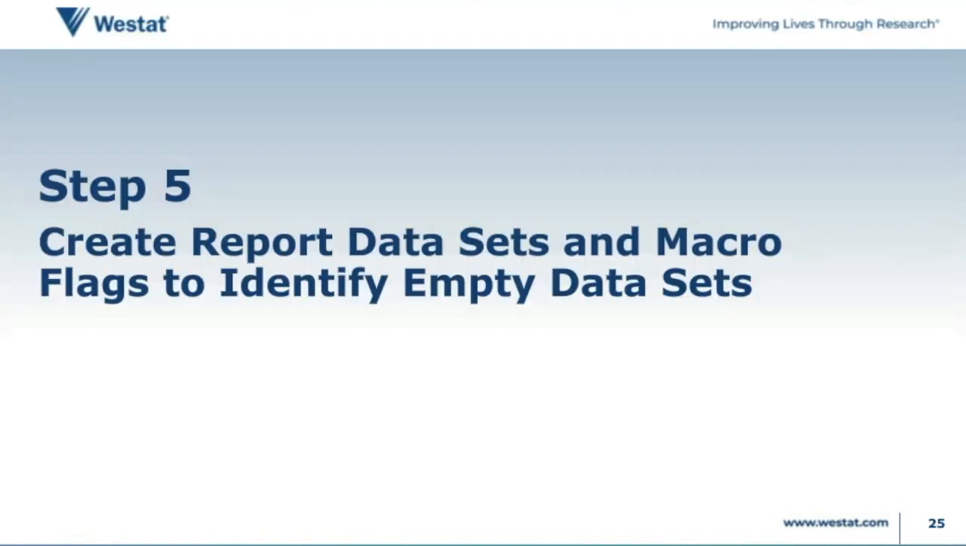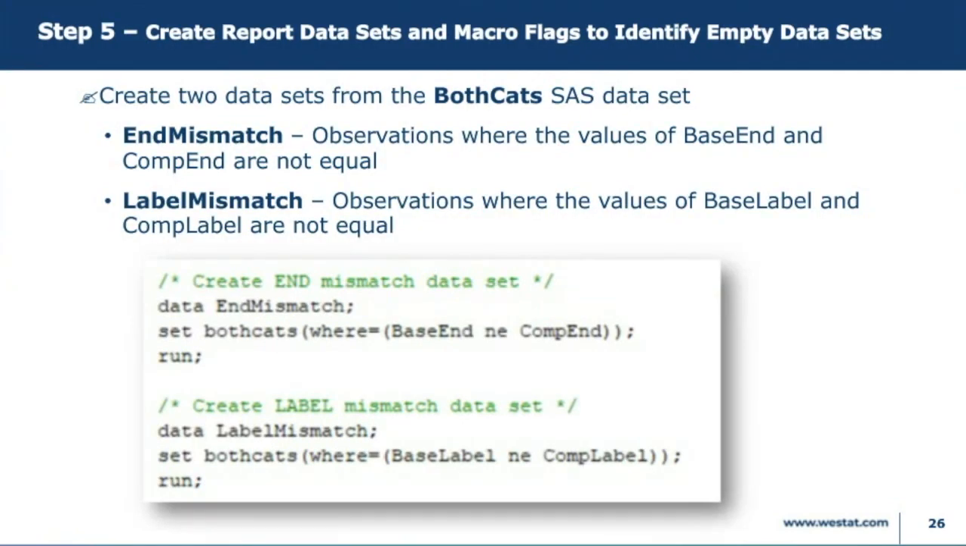Now that we have done our match merging, we're in a good position to go ahead and create a couple more report data sets. And then finally, we're going to create some flags to identify the report data sets that are empty. So we create 2 data sets from the both cats SAS data set. And let me remind you, the both cats SAS data set is the data set that was created when observations from both data sets matched on the format name and on the start value.